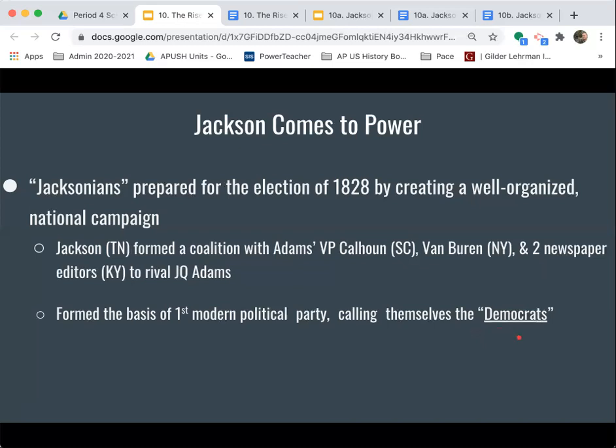They don't look nothing like the Democratic Party today, so ignore that, scratch that from your mind. I promise you'll learn a lot about political party evolution in this class, but Jacksonian Democrats, they have the same name as the Democrats today, but that's just about it.